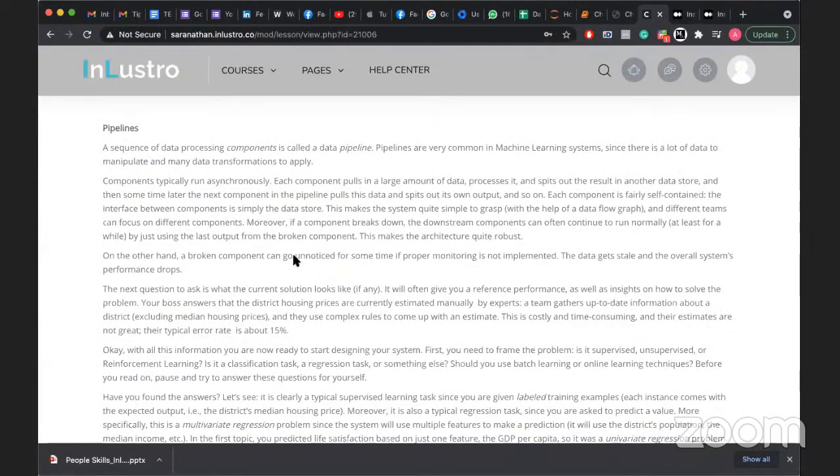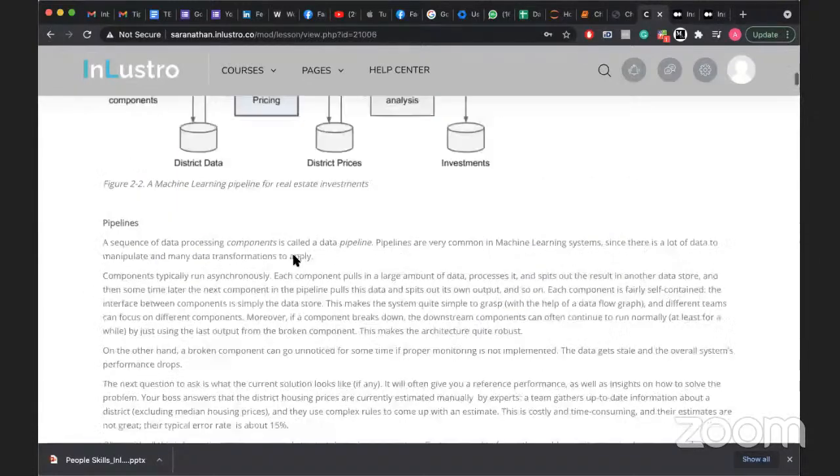Now, this makes the architecture robust, and if there is a component failure, the downstream components can continue to run normally by using the last output from the broken component. On the other hand, a broken component can go unnoticed for quite a long time if proper monitoring is not implemented. So the data gets stale and the overall system performance drops. Let's see what this means.